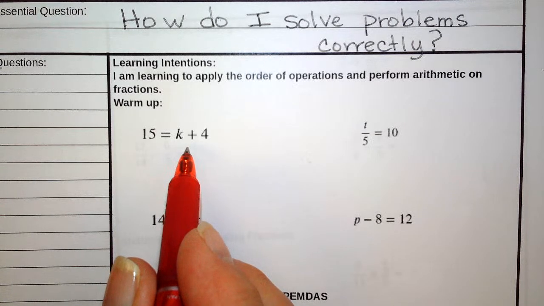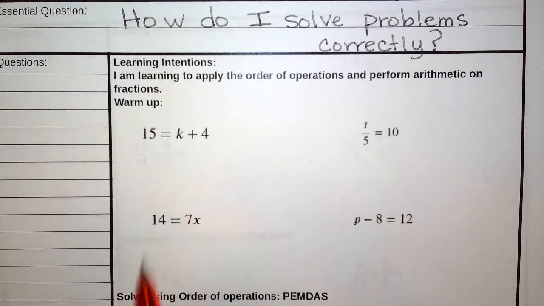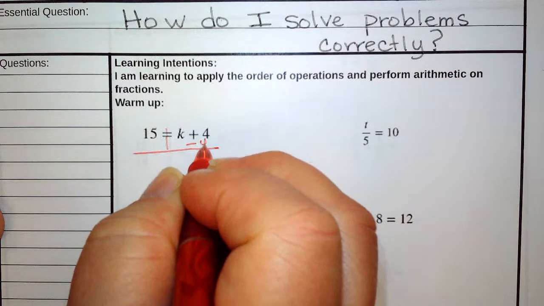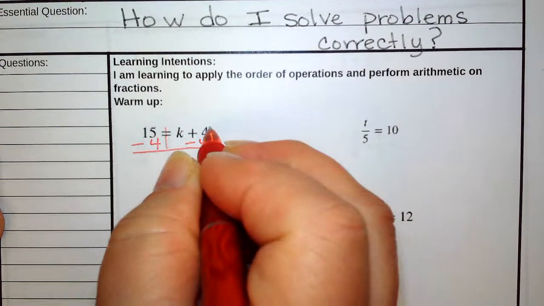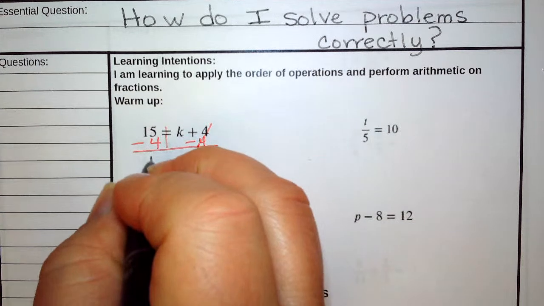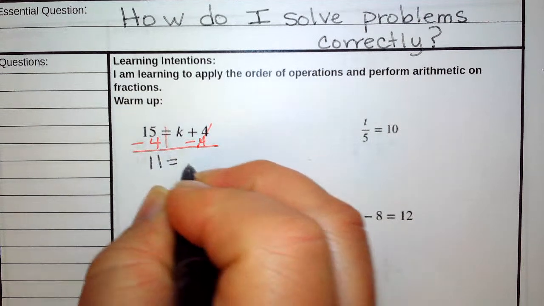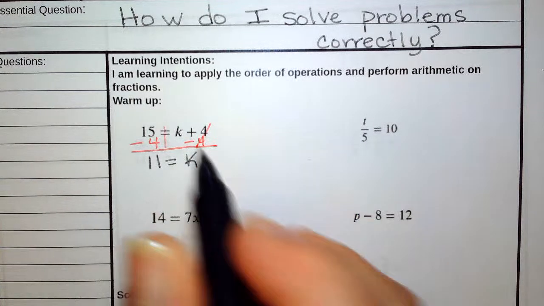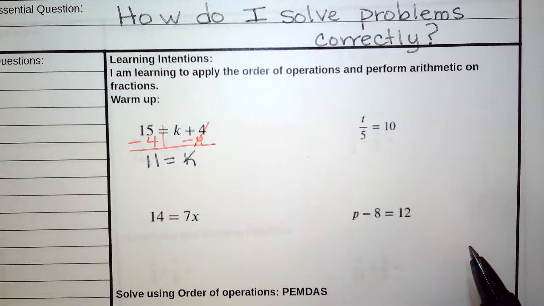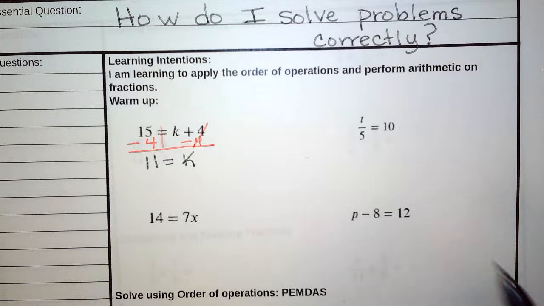The operation that undoes addition is subtraction. So I will subtract 4 from both sides. 15 minus 4 is 11. So 11 is equal to K. 11 plus 4 is 15. So I know I've got the correct answer.